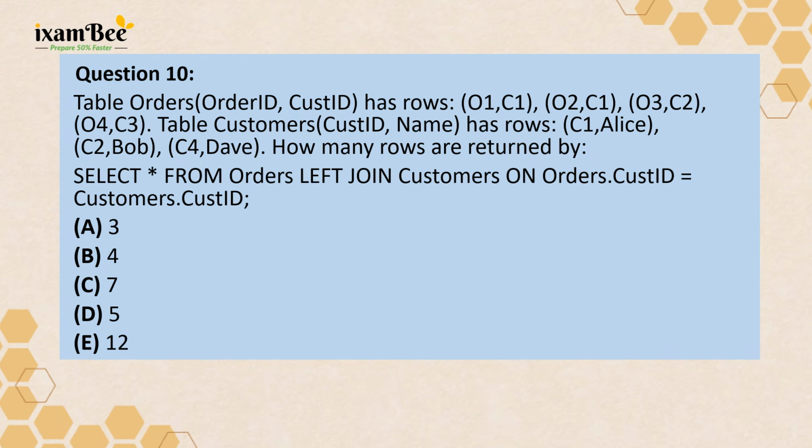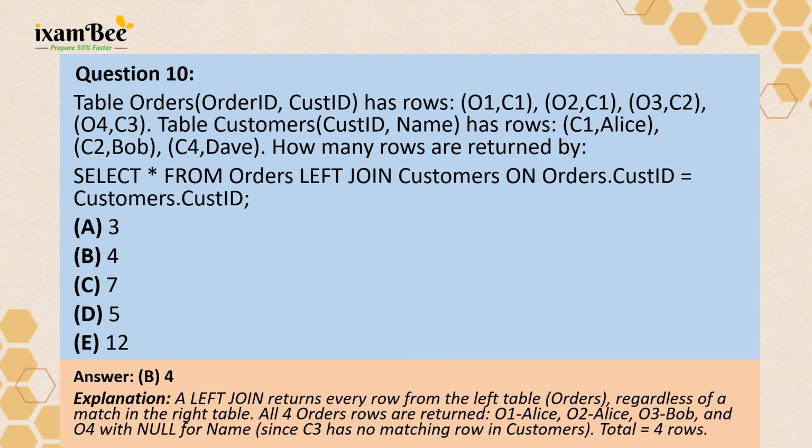Note that C4 Dave doesn't factor in at all here, since nothing in orders references C4 and this is a left join, not a right or full join. Hence, the total rows returned here is 4. So the correct answer here is B, which is option 4.